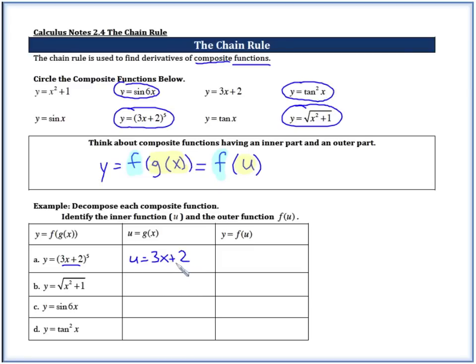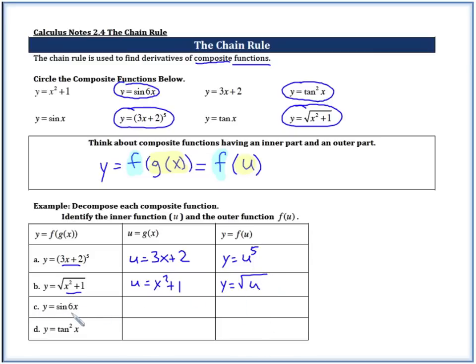Now if we want to write y as a function in terms of u, this is really u to the fifth power. So we're going to write y equals u to the fifth power. Kind of see what we're doing there? We're identifying the inner part and then what function is applying to that inner part. So here the inner part is the x squared plus 1. So u equals x squared plus 1. And the outer part is going to be the square root. So we're going to write y equals the square root of u.